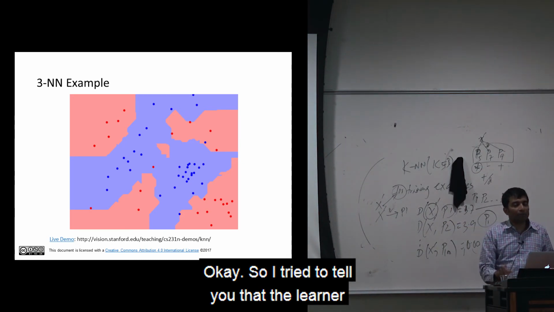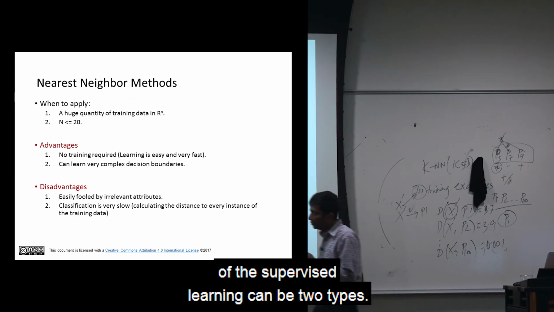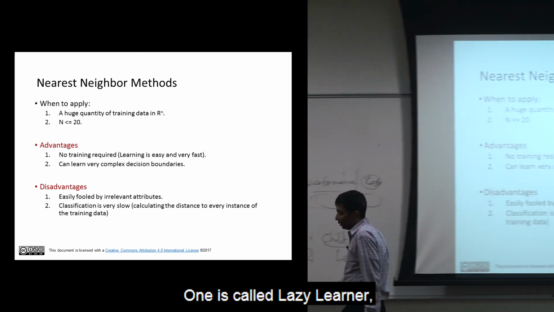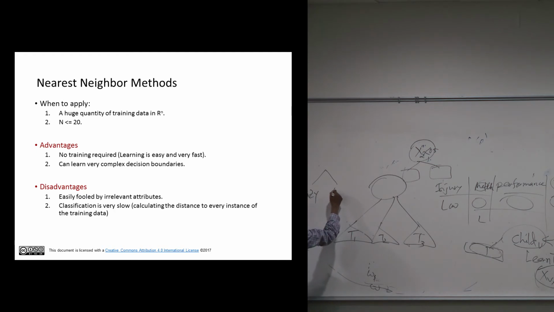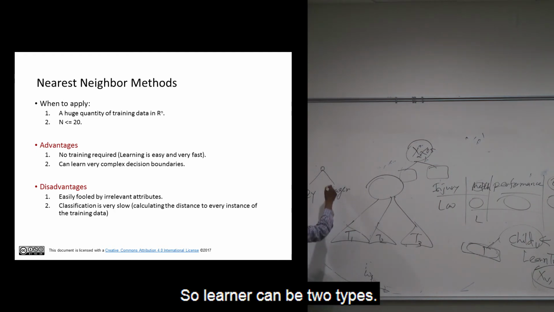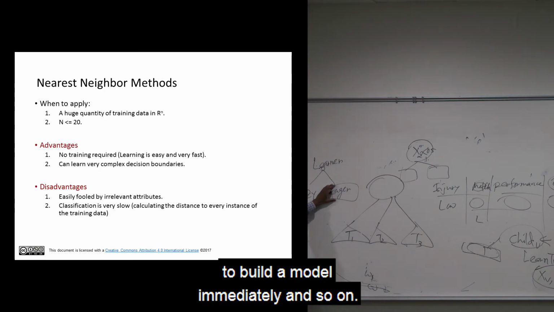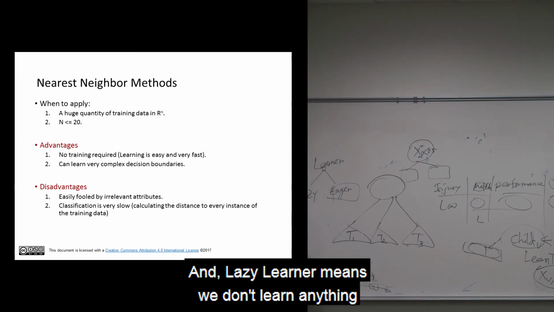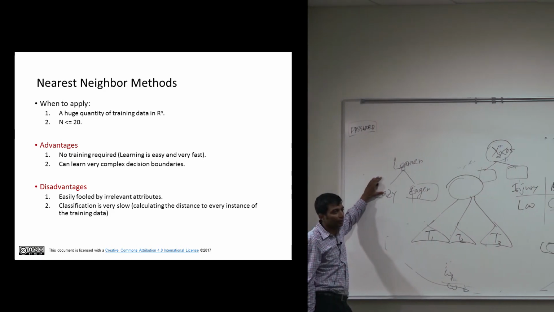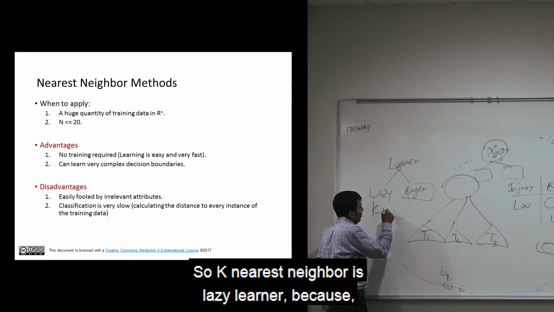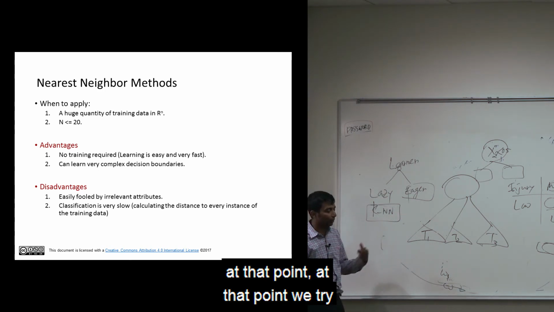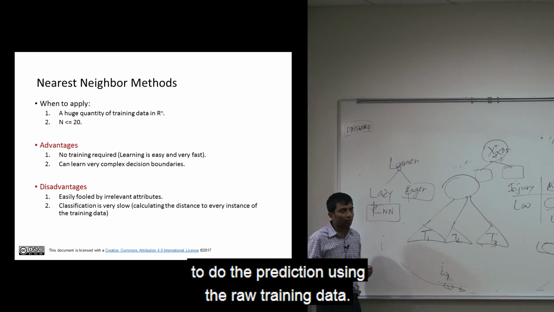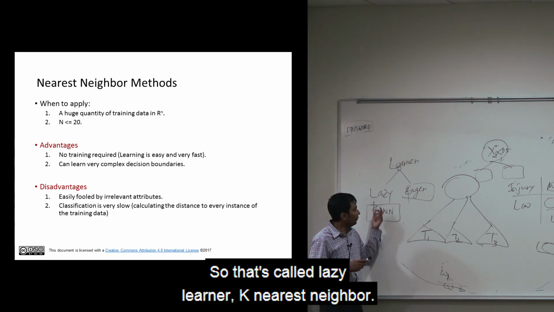Okay, so I tried to tell you that all this supervised learning can be 2 types. One is called lazy learner, other one is called eager learner. Eager learner means you try to build the model immediately and so on. And lazy learner means we don't learn anything from the training data. So k nearest neighbor is lazy learner because we memorize all the training data. When the test data comes at that point we try to do the prediction using the raw training data. So that's called lazy learner, k nearest neighbor.